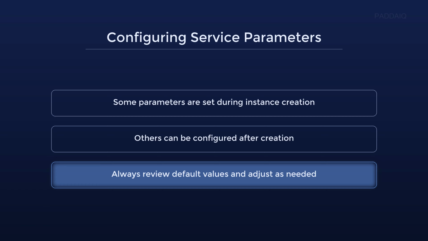Always review default values and adjust as needed. This means don't just accept the preset configurations, check if they fit your specific needs. For instance, a default memory limit might be too low for your high-volume application, causing performance issues. Taking this step ensures your services run optimally and reliably.